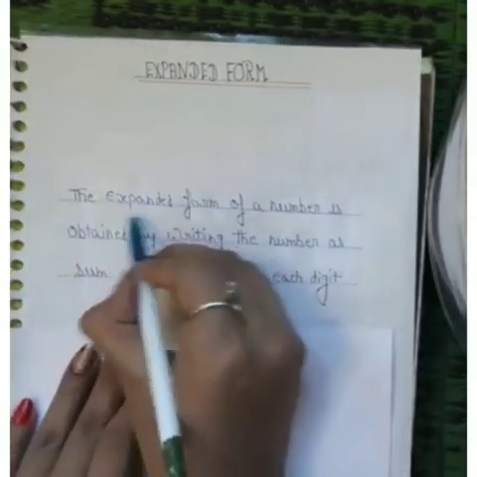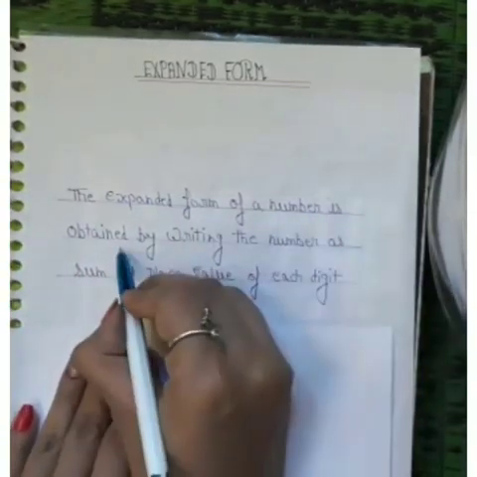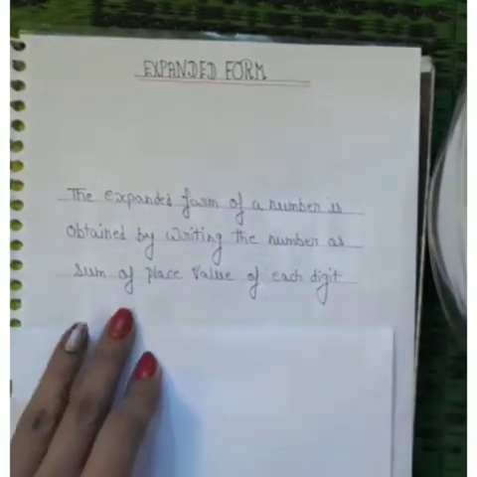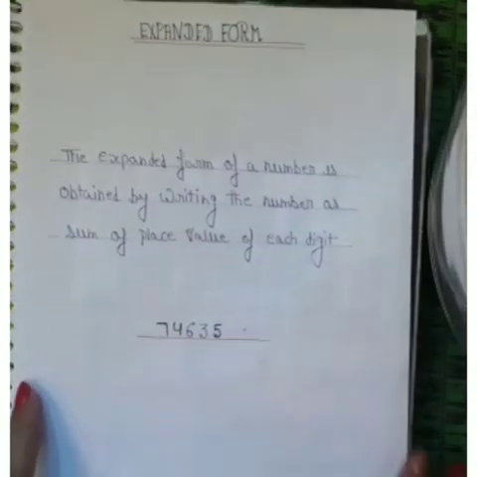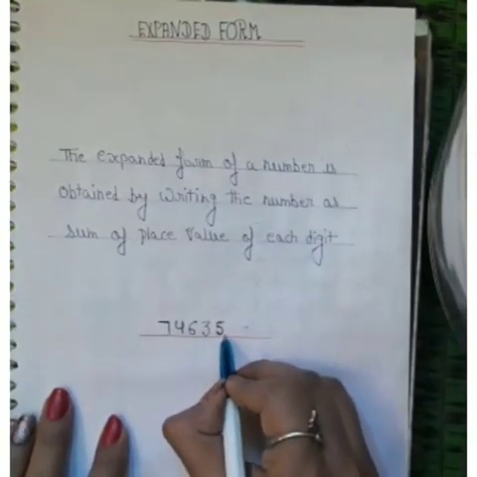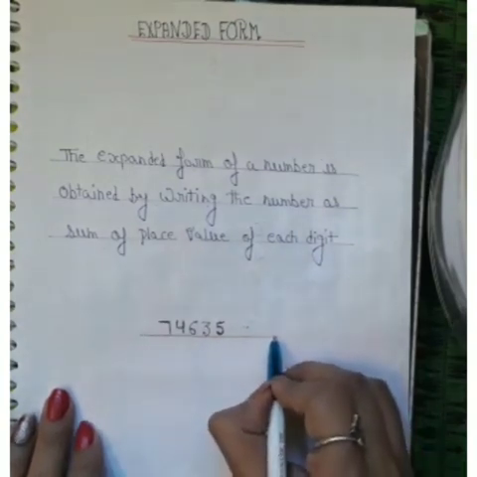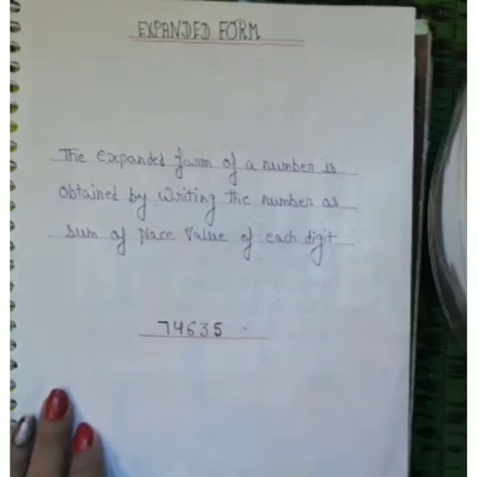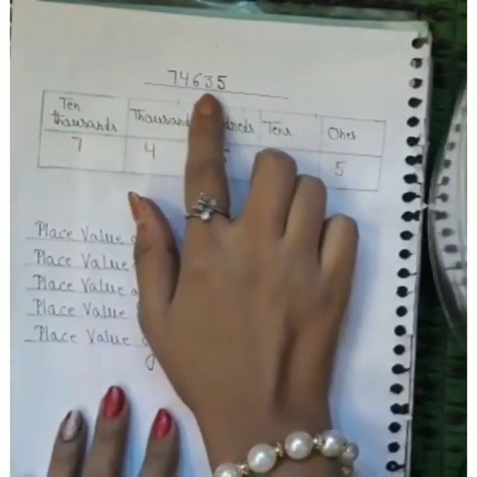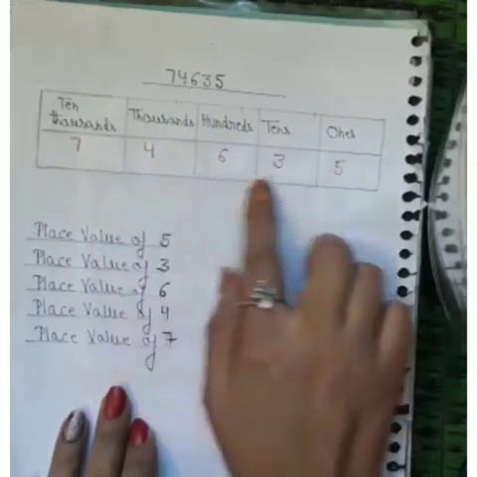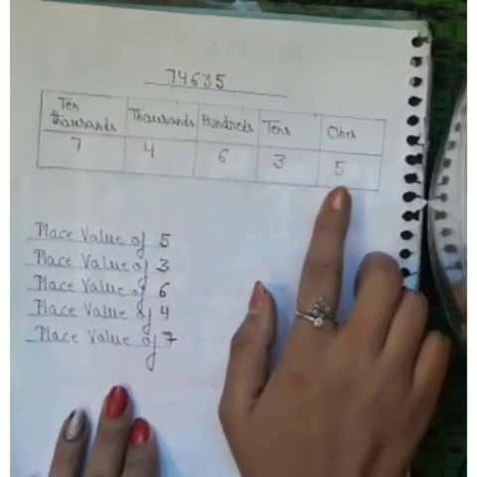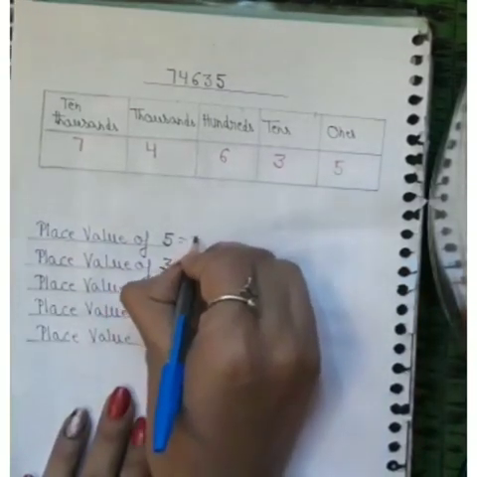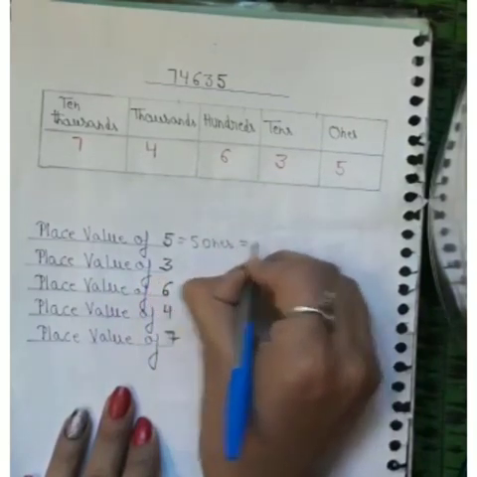The expanded form of a number is obtained by writing the number as the sum of place value of each digit. Let's look at the number 74635. We are representing this number by writing it in the expanded form. First, write the number in the place value table like this. Now, look at the digit at the ones place, that is 5. So, the place value of 5 is 5 ones or 5.